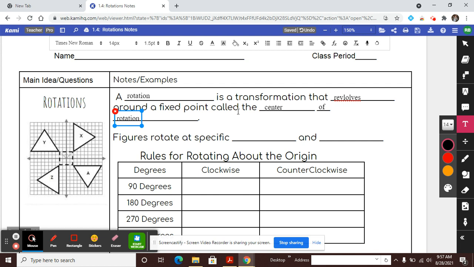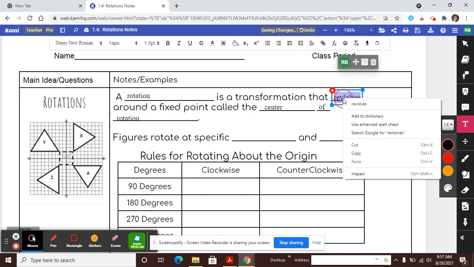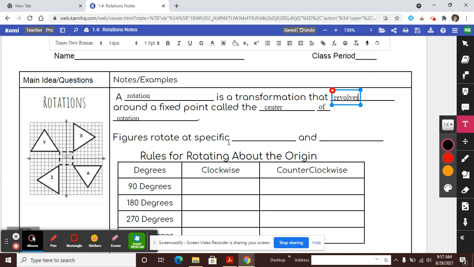So again, a rotation is a transformation that revolves around a fixed point called the center of rotation. And I'm going to put in parentheses for us, that is origin, slash, the coordinates are 0, 0.